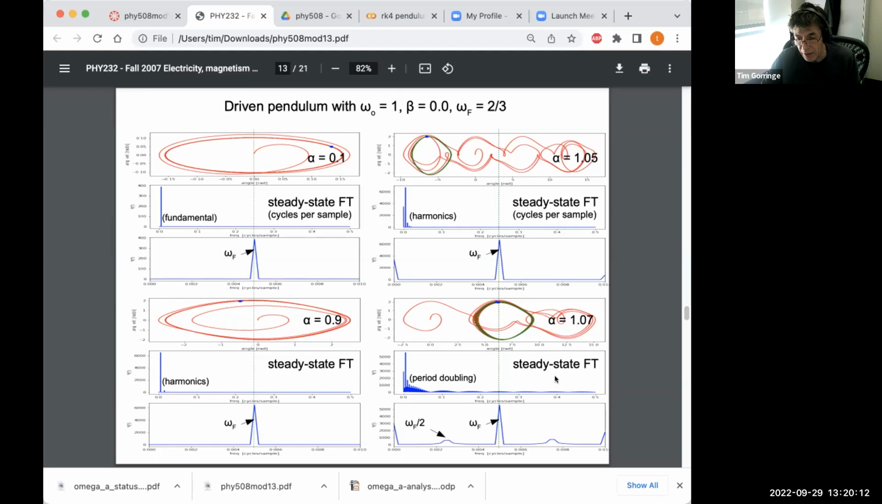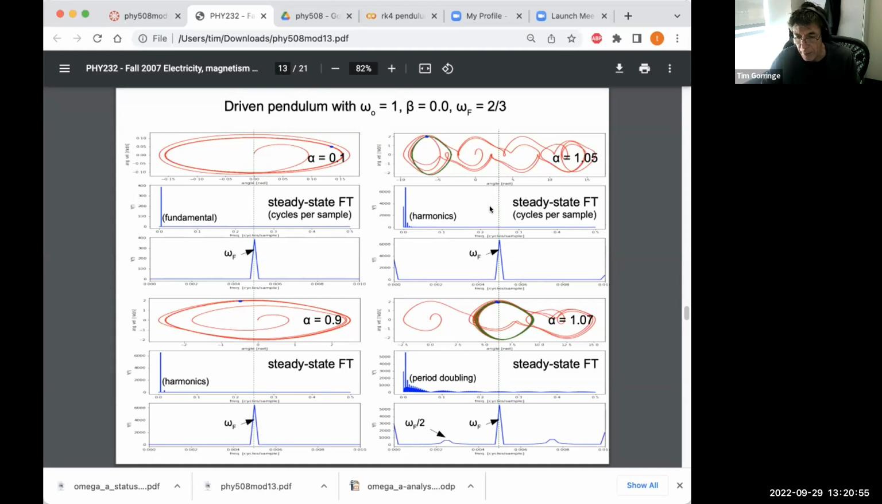On the right-hand side, I've got two values of alpha that are very close, within a couple of percent. One's 1.05, one's 1.07. These straddle that location we discovered at which the period of the pendulum, the orbits of the pendulum kind of bifurcate, and you get period doubling. So alpha equals 1.05 is below period doubling. Alpha of 1.07 is above period doubling. Let's just look below period doubling first.